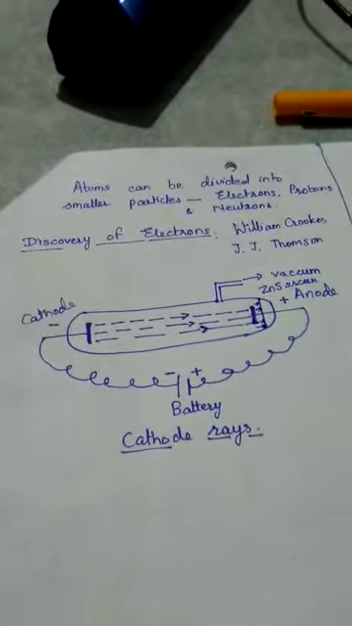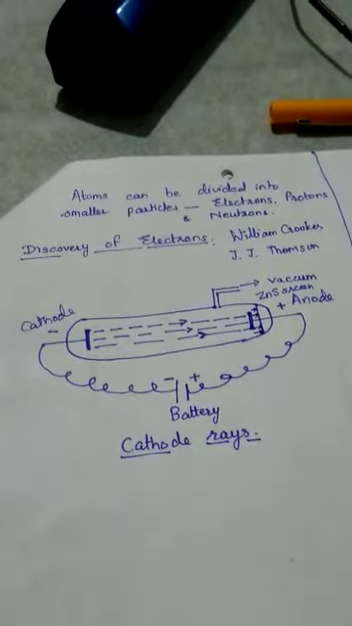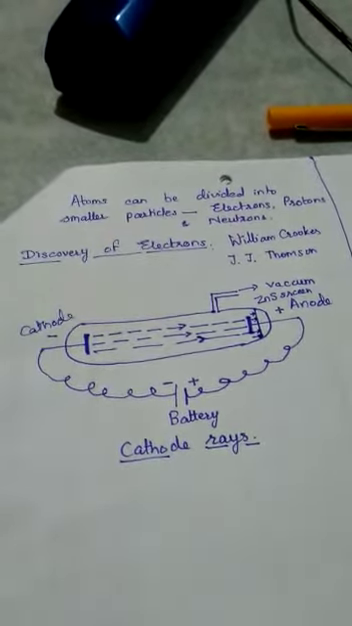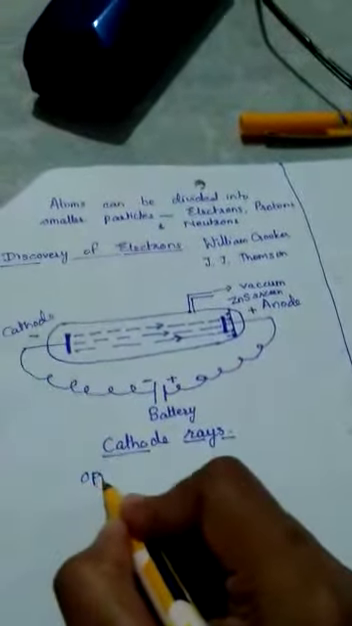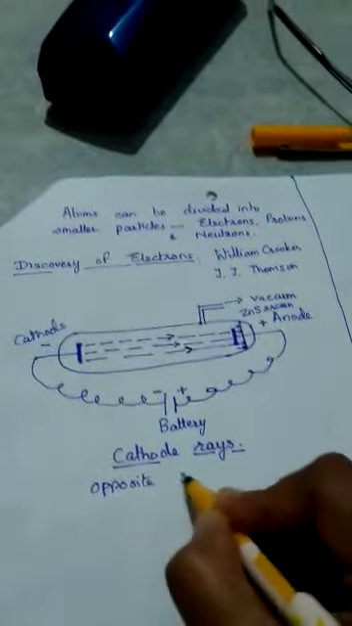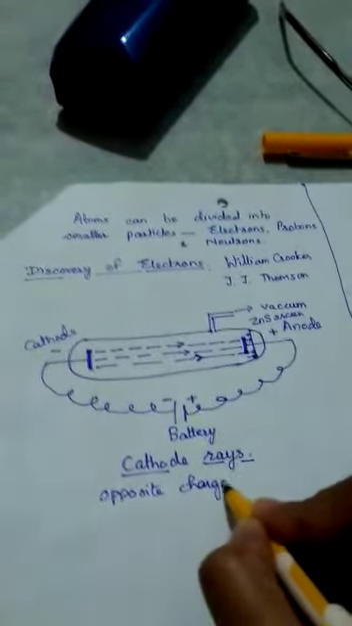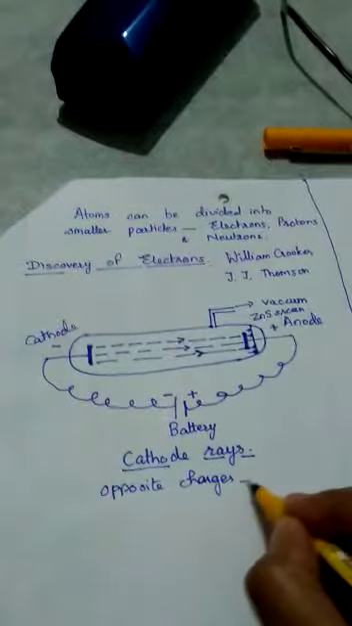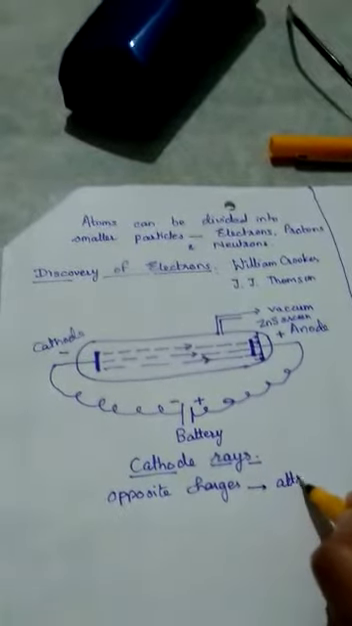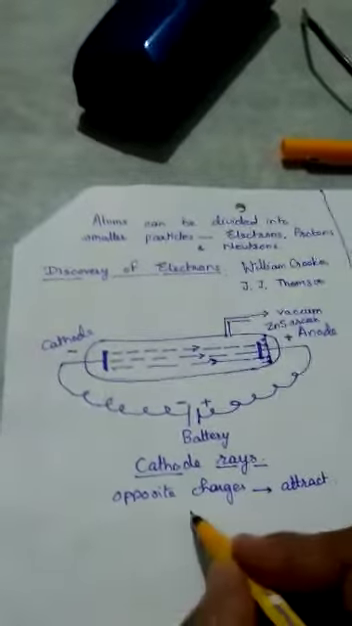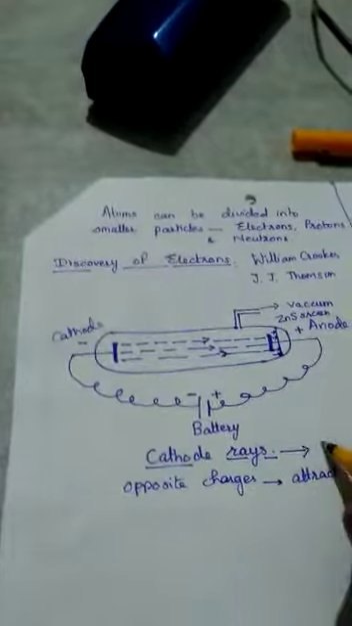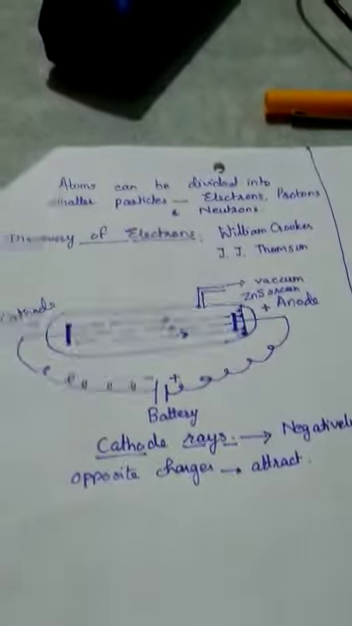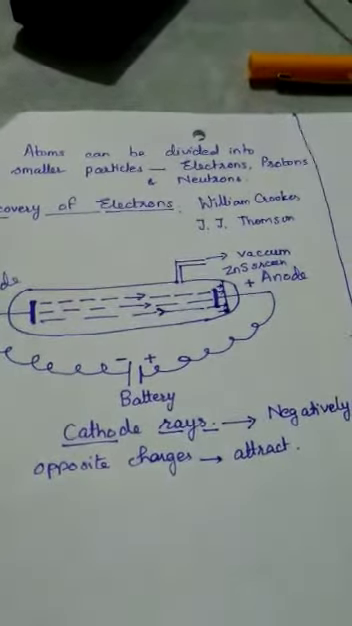Now as these rays were produced from the negatively charged electrode and they were moving towards the positively charged electrode, we know that opposite charges attract. So it was thought that these rays are negatively charged. So we concluded that cathode rays are negatively charged. They have a negative charge on them.